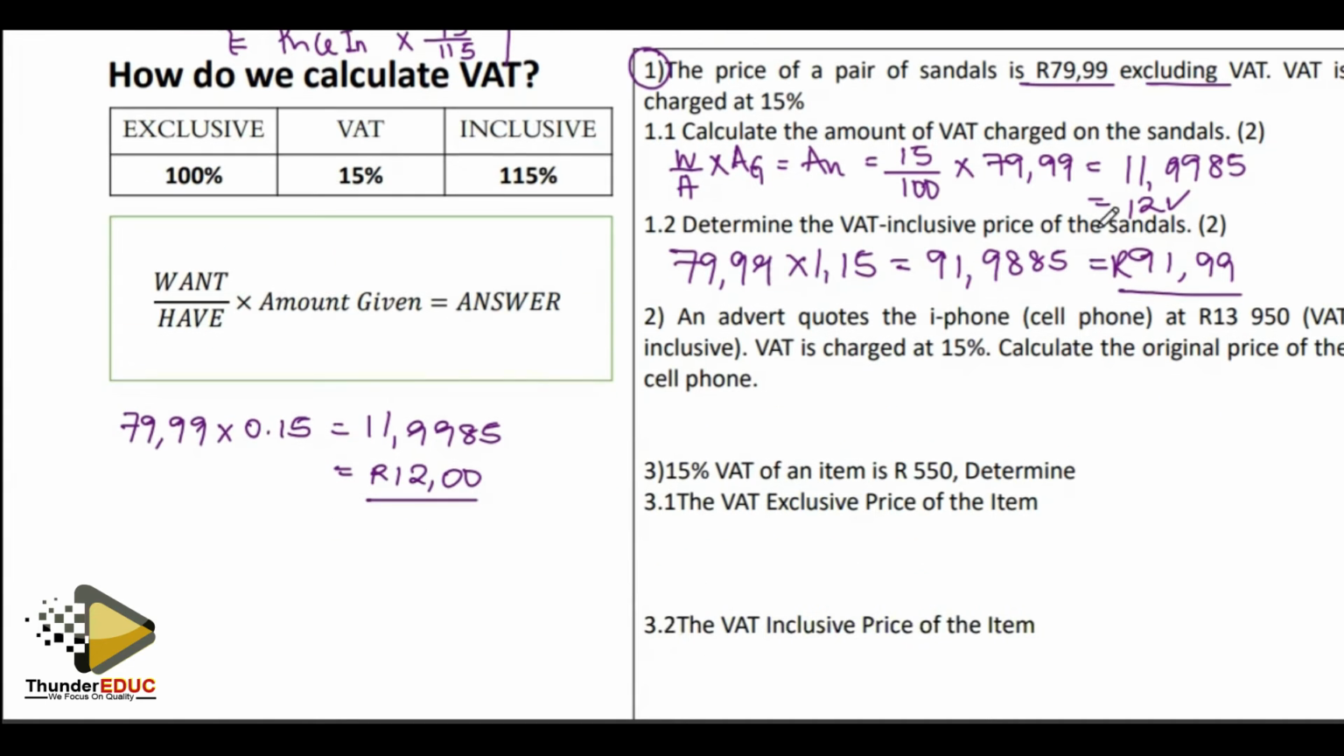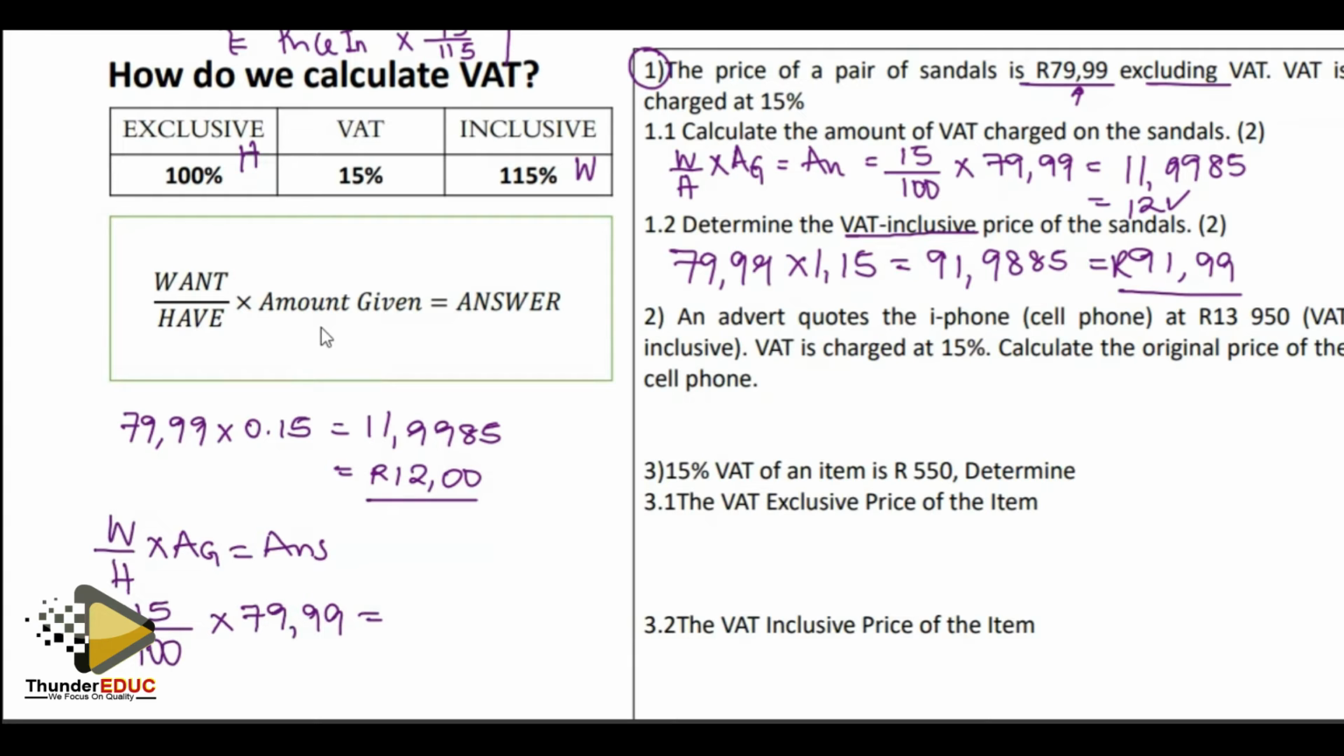Now, what about a friend of ours who cannot remember this? Remember, the question says determine VAT inclusive. So simply meaning, I want this. What do I have? I have VAT exclusive. So I'll say what I want over what I have times the amount I have. I should get the answer. So what do I want? I want VAT inclusive. So it's 115 over what do I have? I have 100 times what price is given in the scenario. It's 79 rands 99 cents. What answer do I end up having?